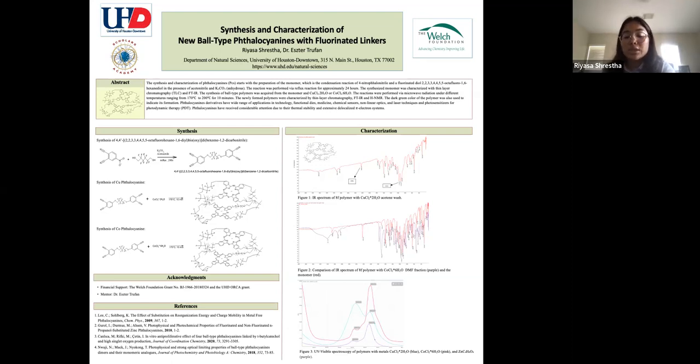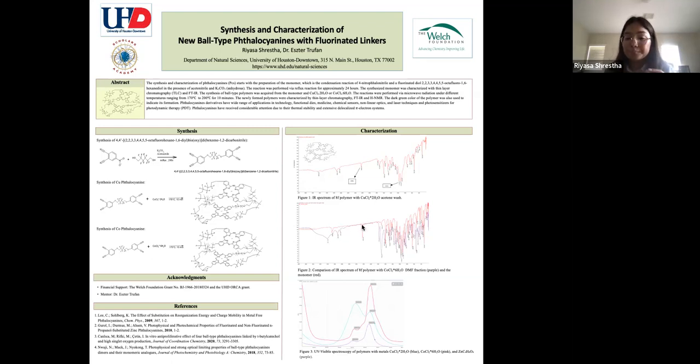Under characterization, in figure 2, we can see the comparison of the IR spectrum of the ball-type thiocyanine with cobalt chloride, which is in purple, and the monomer, which is in red. The main primary focus for us to see is how much monomer has been consumed during the reaction, and that peak can be seen at 2235, which is the peak for the C≡N triple bond in the monomer. So we want that peak to be consumed, and we want to see no peak at all or a very low intensity in the ball-type thiocyanine, which is in purple here.